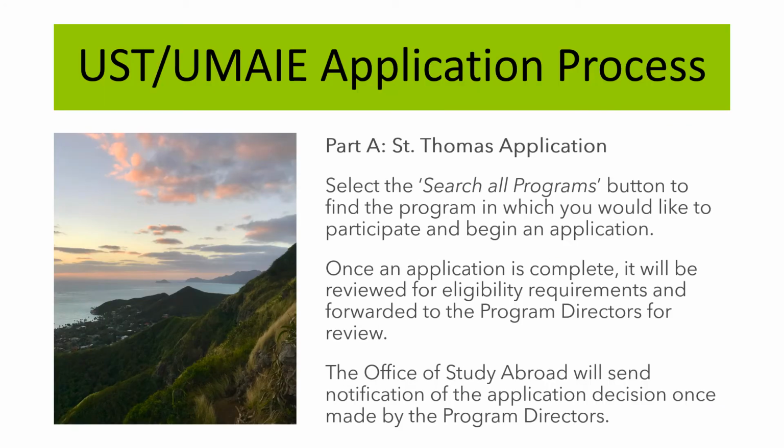For St. Thomas and UMAIE applications, you'll start your process by searching for your program on our website, which you can do by selecting the Search All Programs button, then clicking on your program to begin your application. Once your application is complete, it will be reviewed for eligibility requirements by the Office of Study Abroad staff and forwarded to the program directors for review. Once a decision has been made by the program directors, they will inform the Office of Study Abroad, and staff will send a notification to the applicants about the decision.